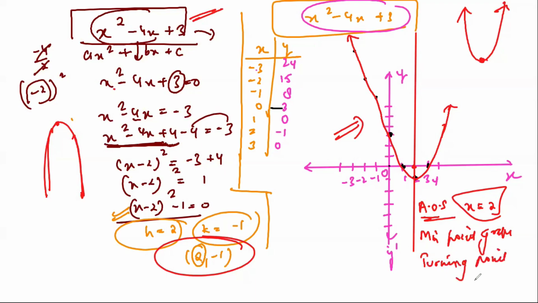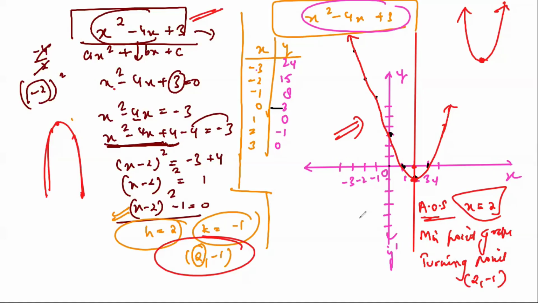The turning point coordinate is 2 comma negative 1, this point. So we have understood the axis of symmetry. The vertex is 2 comma negative 1. We can also call the vertex the turning point, and this is the minimum point graph.